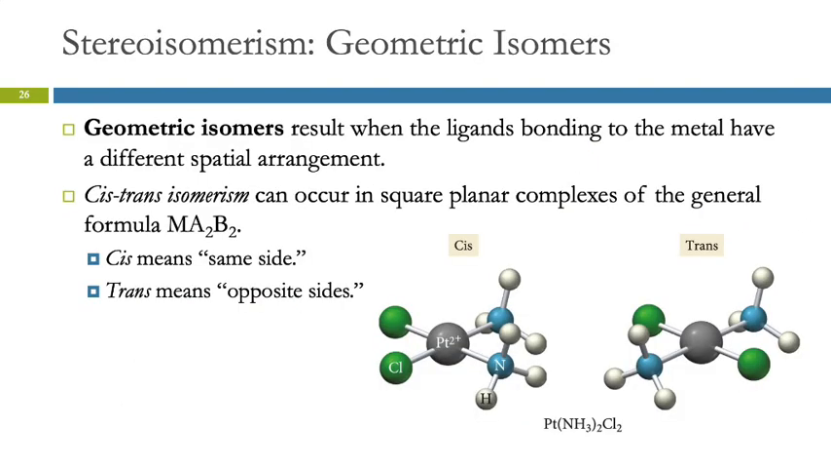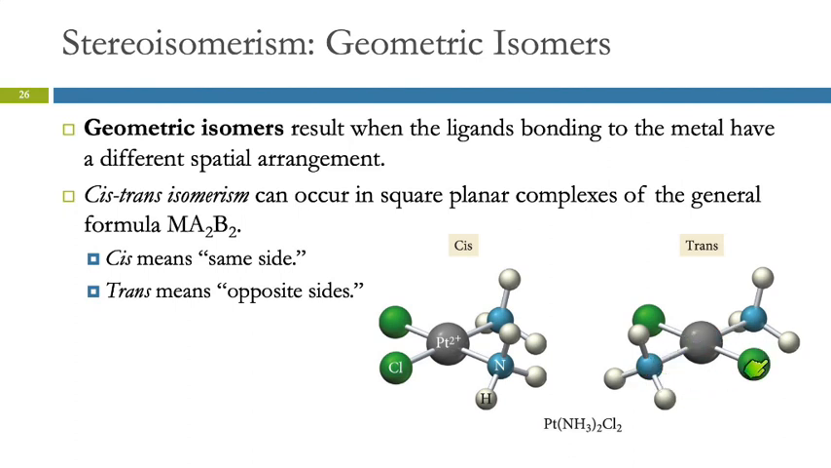Geometric isomers happen when those ligands have a different arrangement in space. Okay, and not all coordination compounds can have these isomers. If you have a square planar complex, here we've got platinum with 2 amine groups and 2 chloro groups. We can have these amine groups next to each other, or they can be across the metal atom from each other. Okay, and that's not the same thing.